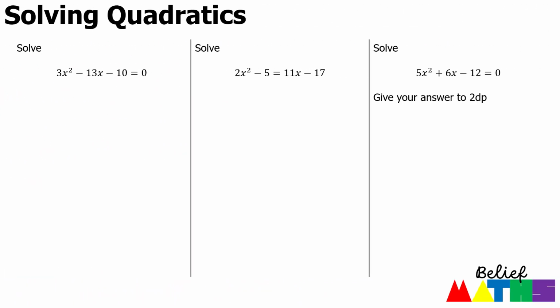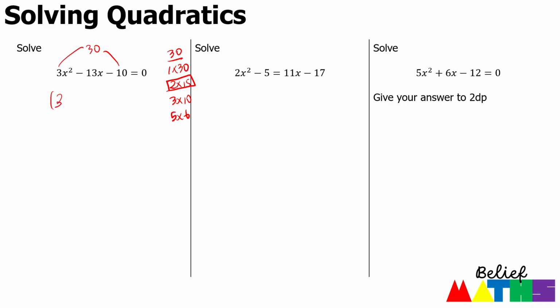Now this time we're going to look at solving quadratics. Now we can usually solve quadratics by factorizing. If we look at this first one, we've got to find the factors of 30 that are going to subtract to give us minus 13. So the factors of 30 are 1 times 30, 2 times 15, 3 times 10, and 5 times 6. And then to subtract to make minus 13 are going to give us our 2 and 15.